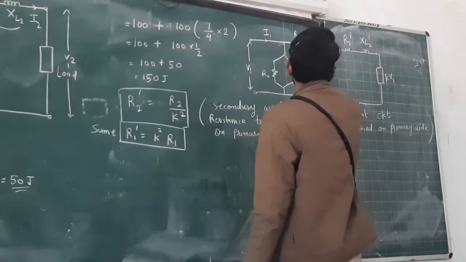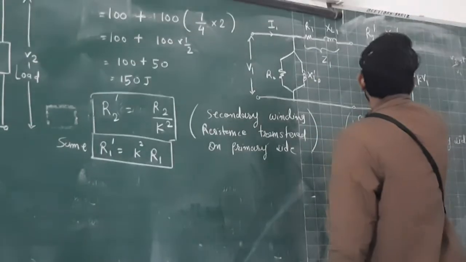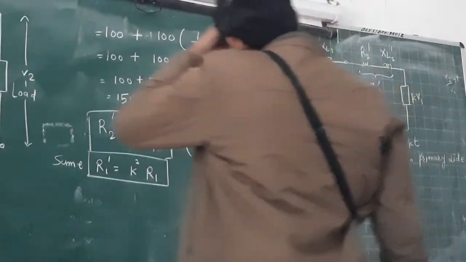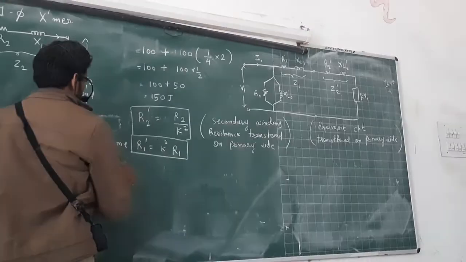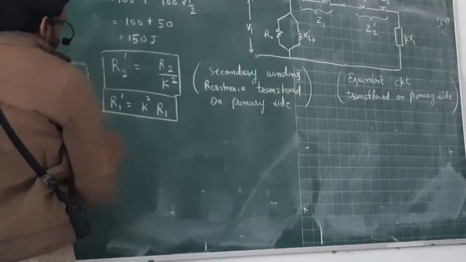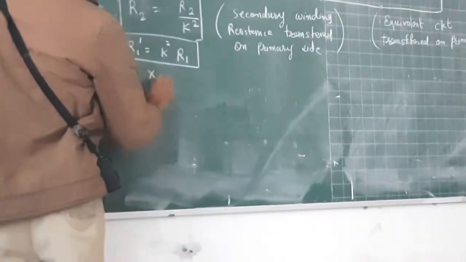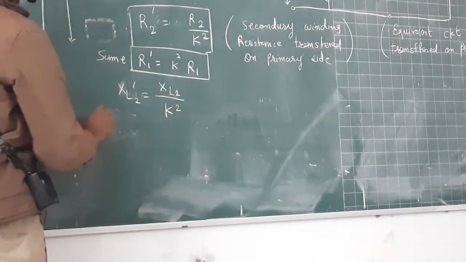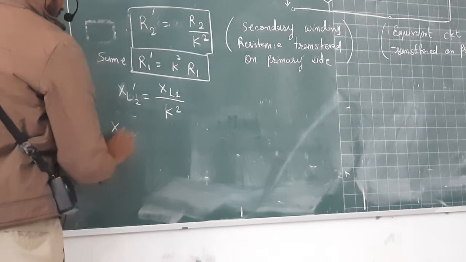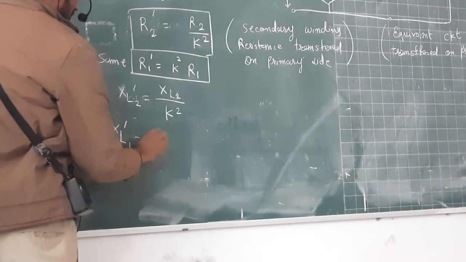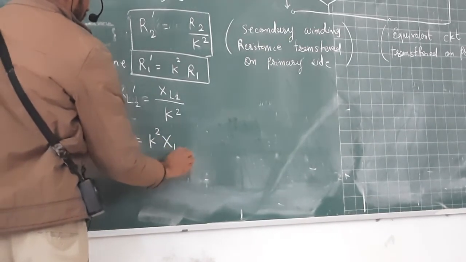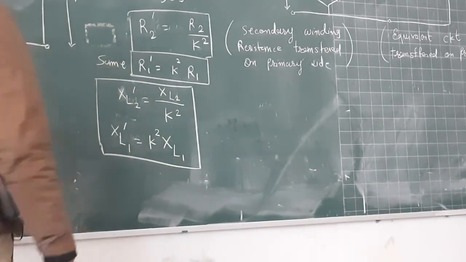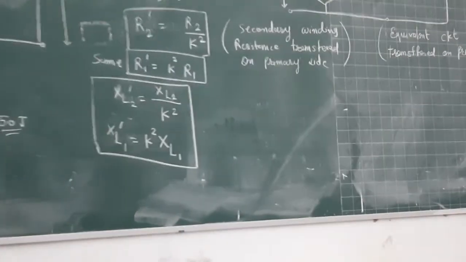Okay, so that will become a jX2, and this will become a jX2 dash. Okay, because it will transfer. So accordingly, I can write down that XL2 dash is equal to XL2 divided by K square. Okay, same way XL1 dash is K square XL1. Alright. Let me check if anything is left.